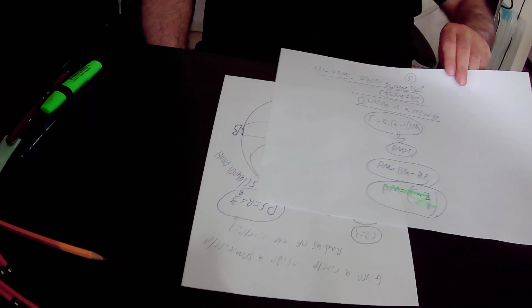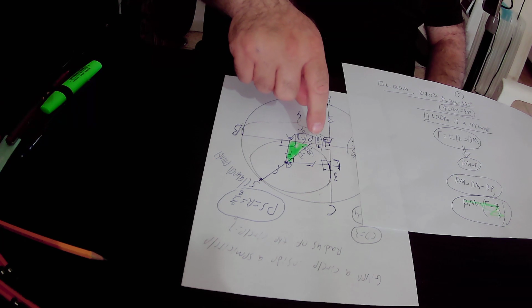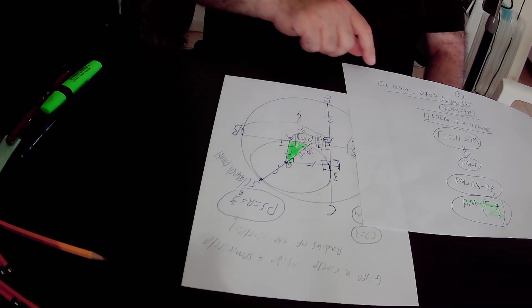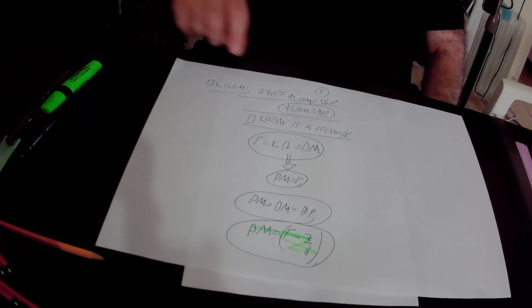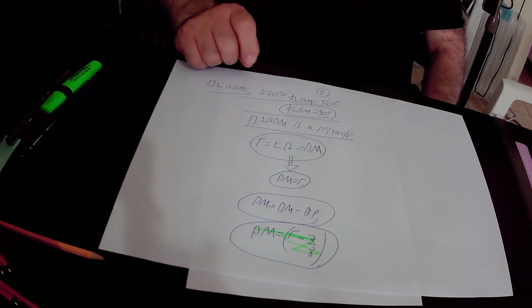But we know that the opposite sides of a rectangle are equal to each other. So in rectangle LQDM, its opposite sides are equal to each other. That is to say, LQ equals DM, according to the rule that the opposite sides of a rectangle are equal to each other.